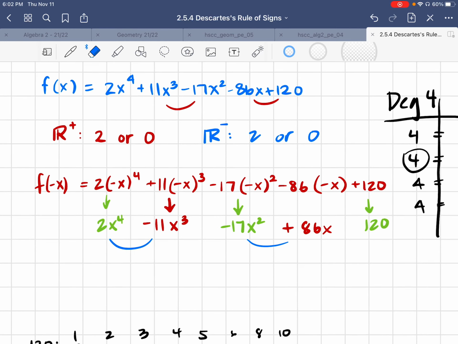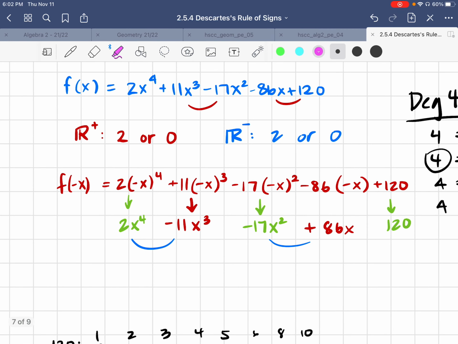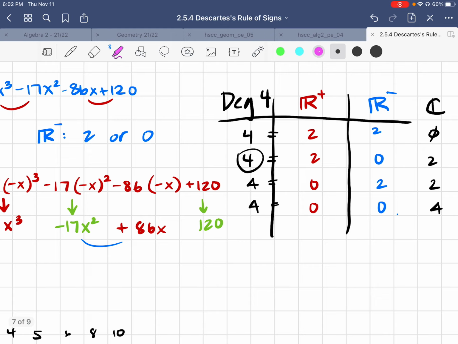So I go ahead and I set up my table, and it's degree 4. So the degree of the polynomial is 4 right there. So I look at that. All of my answers have to come out to 4. And there were two reals that are positive, two reals that are negative. There would be no complex. Two reals that are positive, no reals that are negative, which means there would be two complex. Zero positives, two negatives, and two complex, or none, and four complex. All of the answers are going to be complex. So that's Descartes' rule of signs in a nutshell.